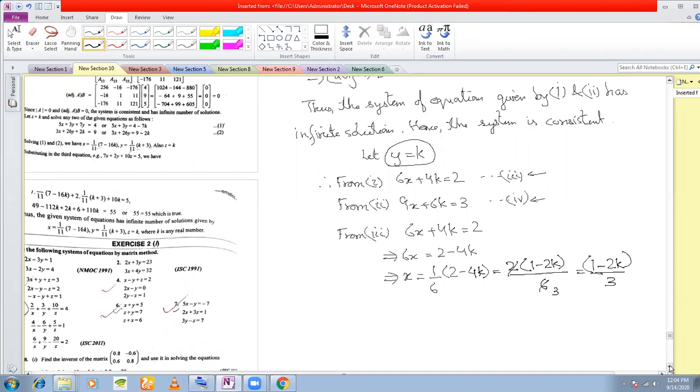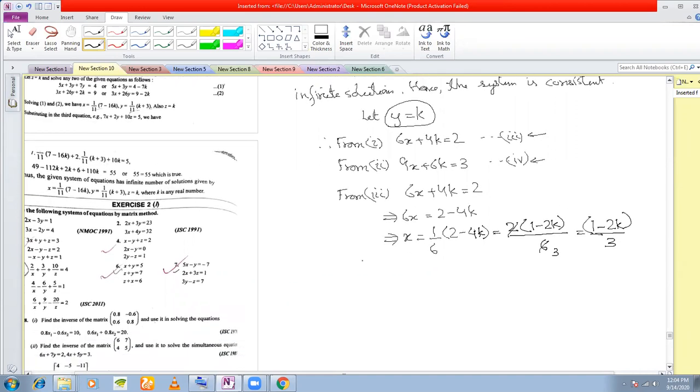Now what you do is, you put this value of x. So we have x is equal to 1 minus 2k by 3 and y is equal to k. Putting in the right hand side of 4. Putting these values, what we are doing is actually checking whether these values of x and y which we have got from 3 satisfy 4 or not.